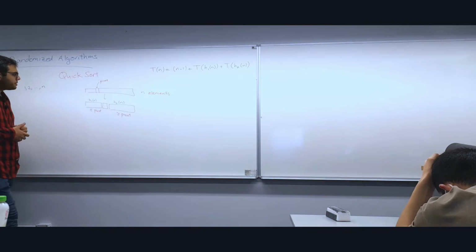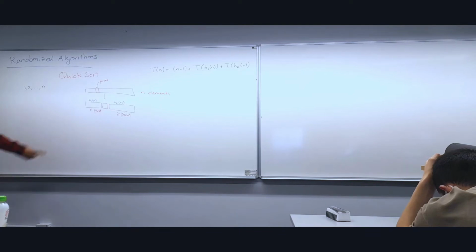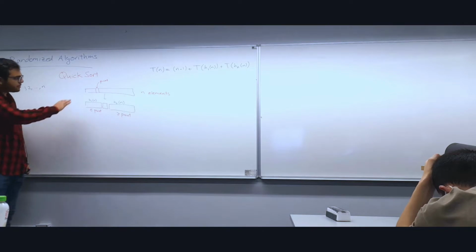So choosing this pivot, we have many different options. One option is to just take the first element as your pivot. And as we saw, the worst case runtime of that is n squared. That's not great. Another option is to try to find the best possible pivot.